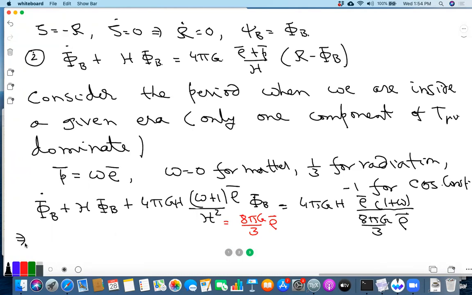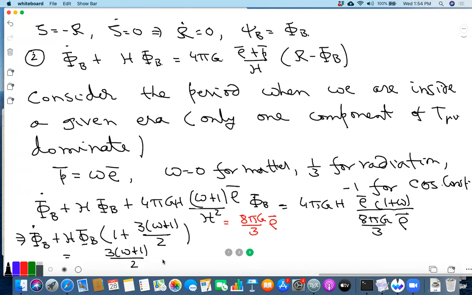So this can now be written as phi b dot plus h phi b times 1 plus, here you see that this is 3 in the top, so 3 times w plus 1 over 2, equal to 3 times w plus 1 over 2 times r.